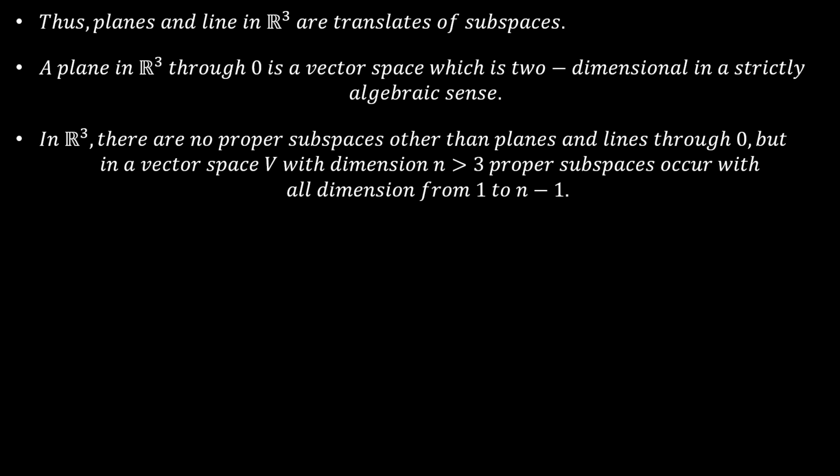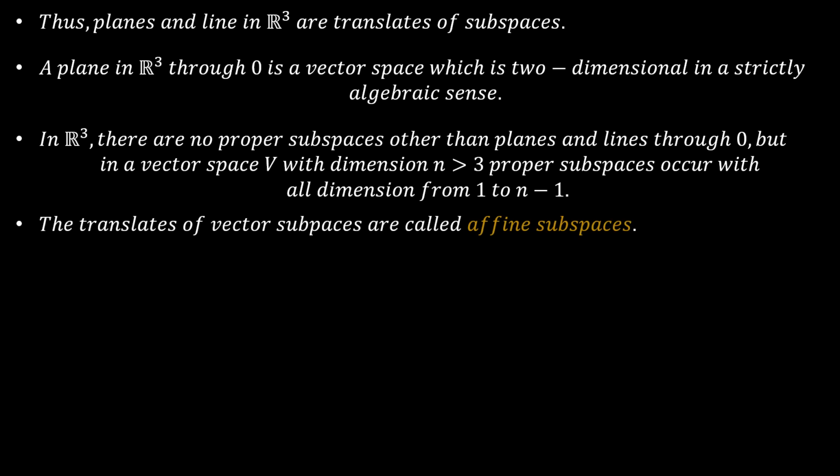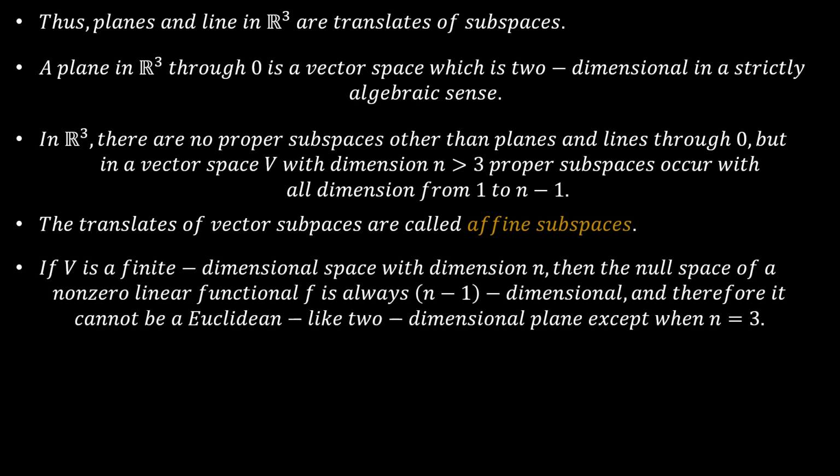But in a vector space V with dimension n greater than 3, proper subspaces occur with all dimensions from 1 to n minus 1. The translates of vector subspaces, in other words, those linear functionals with null subspaces, are called affine subspaces. So it's important to know that if V is a finite-dimensional space with dimension n, then the null space of a non-zero linear function f is always n minus 1 dimensional, and therefore it cannot be a Euclidean-like two-dimensional plane except when n equals 3.